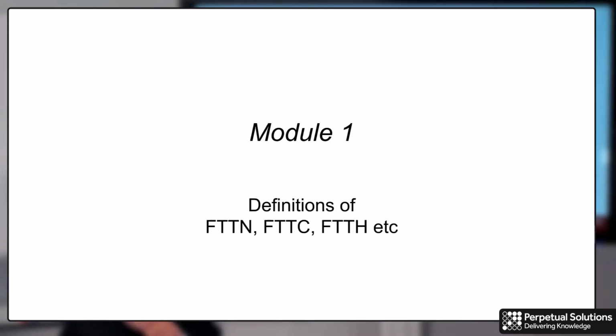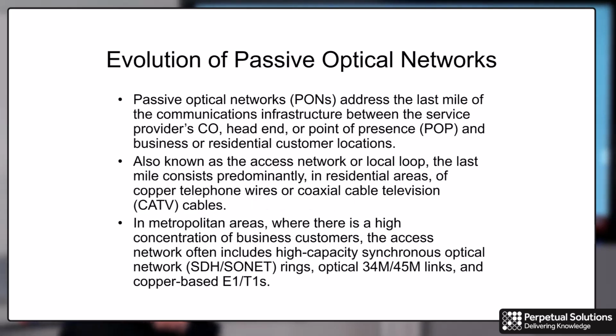The first module then, we'll have a look at the definitions of all of these abbreviations. So things like fibre to the node, fibre to the curb, or indeed cabinet sometimes, fibre to the home. So where did it all start then? It's an evolution of the passive optical networks. We're trying to address the last mile of the comms infrastructure between the service provider's central office or head end, or indeed their point of presence, and a business or residential customer location.